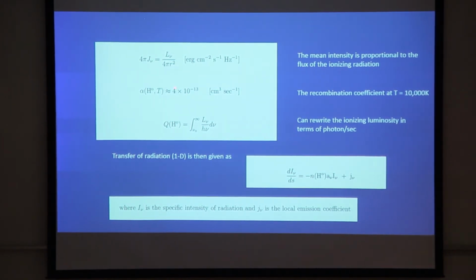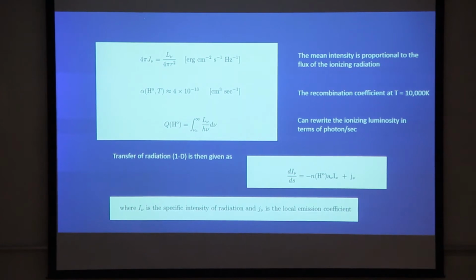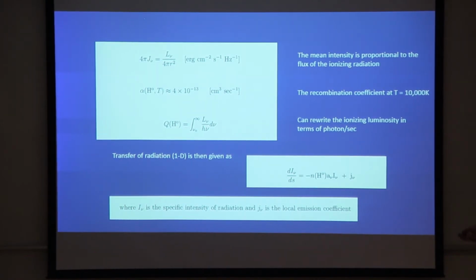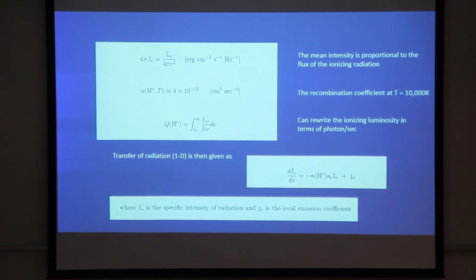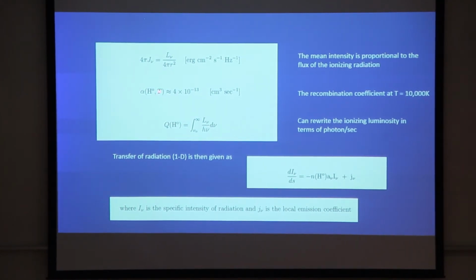And again, if you want to go back and look at what the recombination coefficient is, at like 10,000 Kelvin, which is where everything is in the universe, it's about 4 times 10 to the minus 13 centimeters cubed per second. And this is a useful thing because if you know what the density is, if you multiply number density by this, you get inverse seconds. If you flip that, it gives you a rough time for recombination.